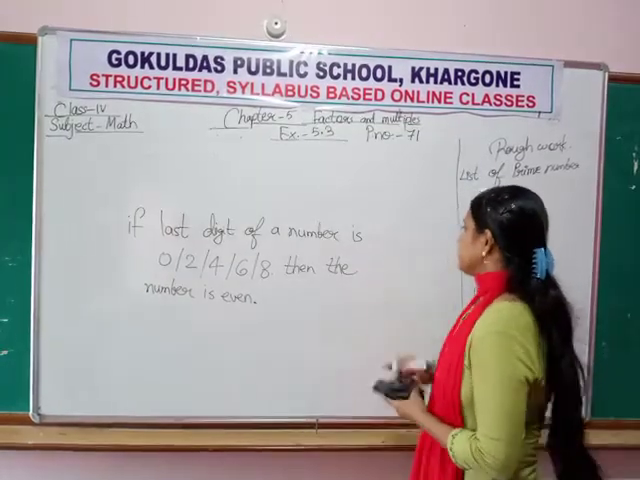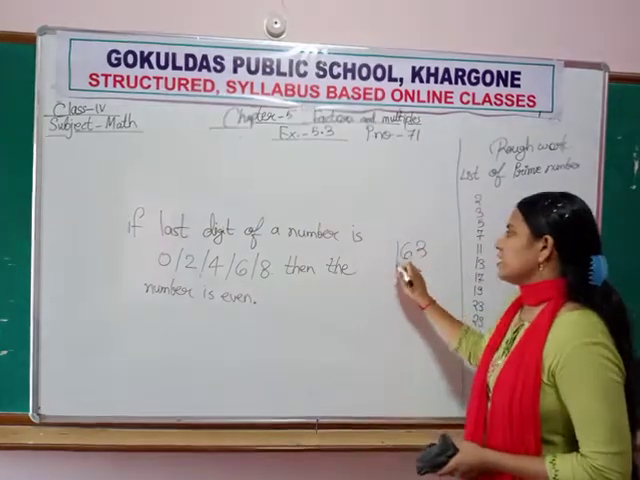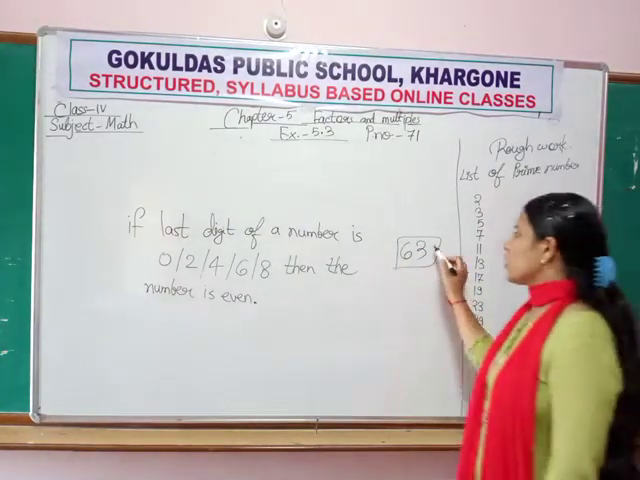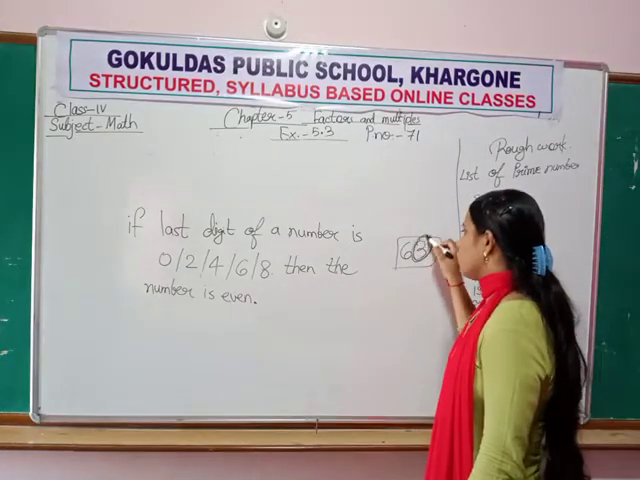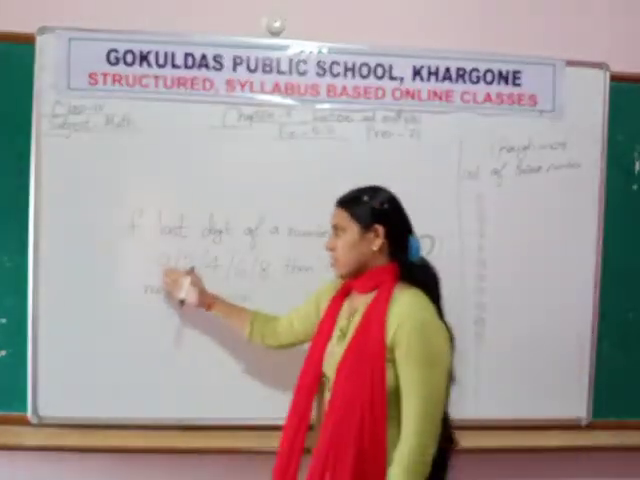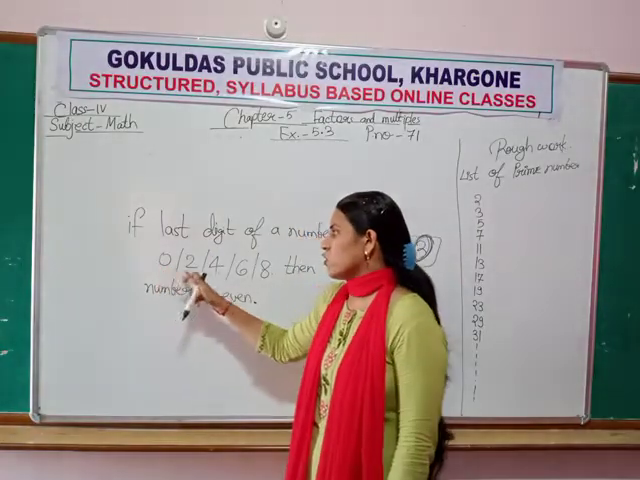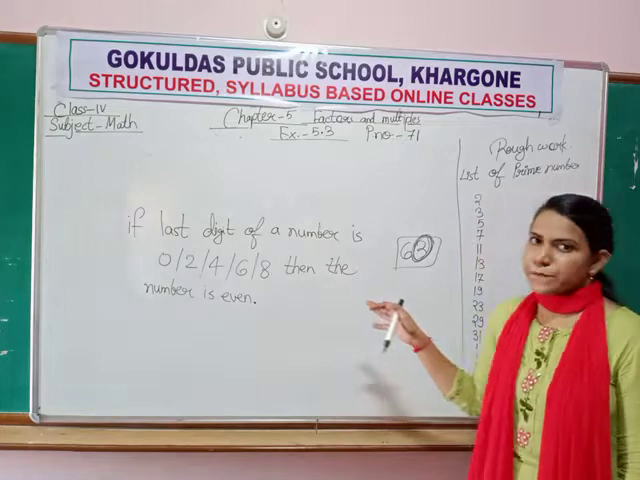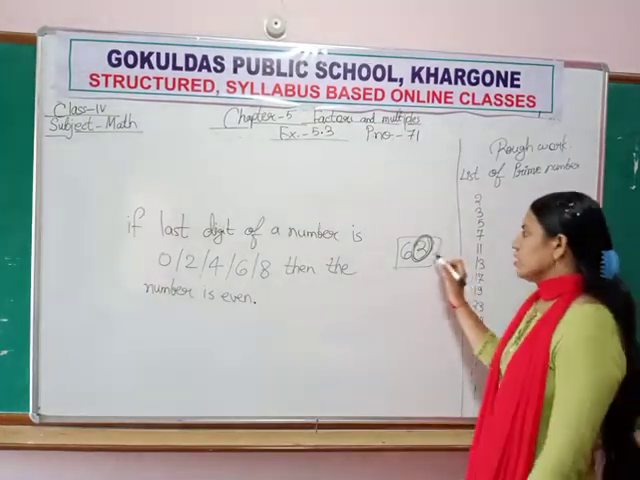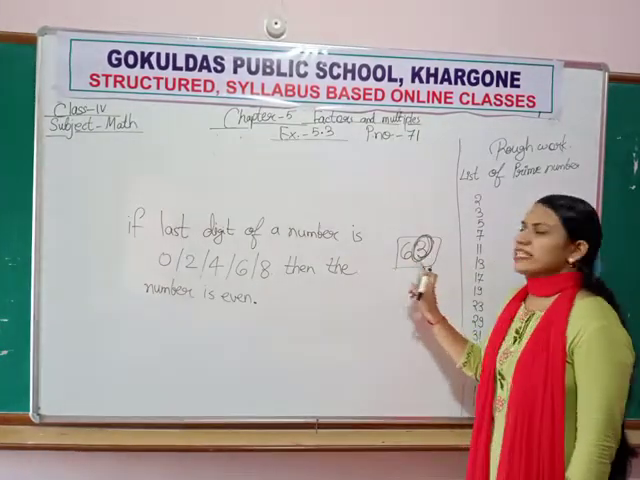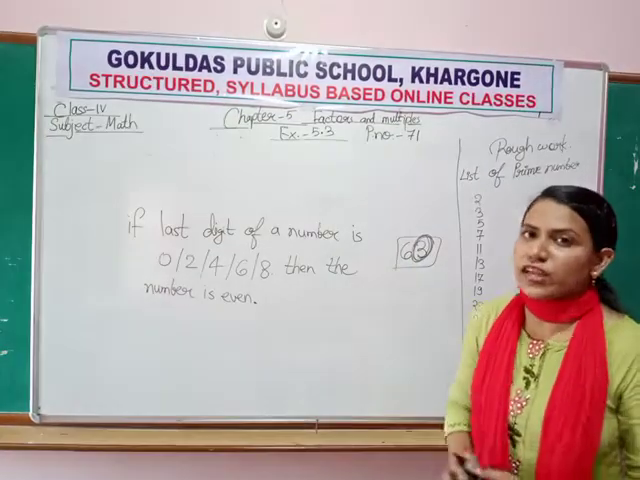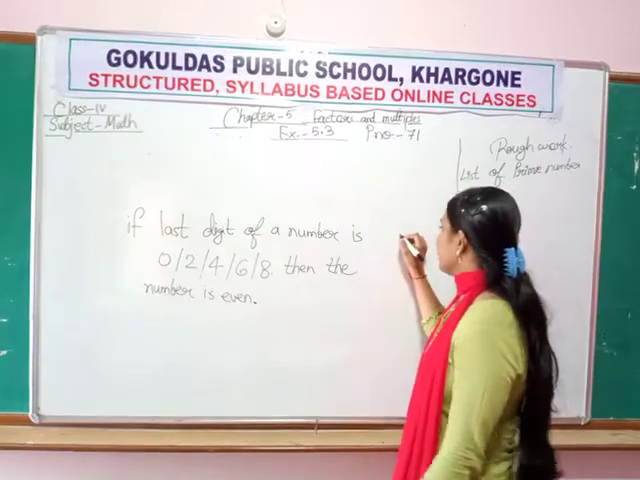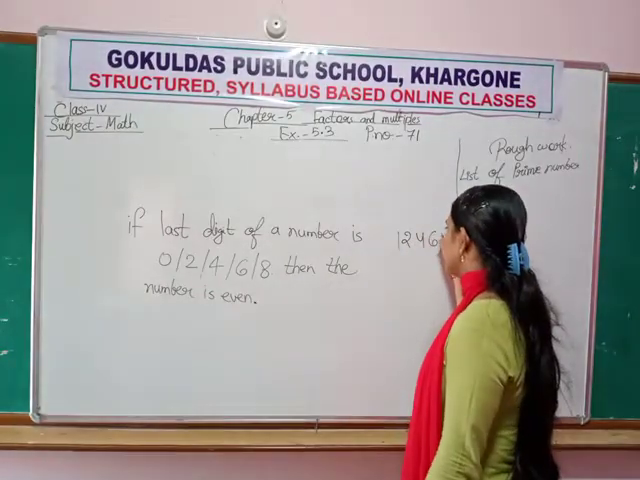Number 63. Is it an even or odd number? What will you do? You will check the ones place. The ones place is 3, and according to the trick, 0, 2, 4, 6 or 8 should be at the ones place. So we conclude that 63 is not an even number, which means it is an odd number.